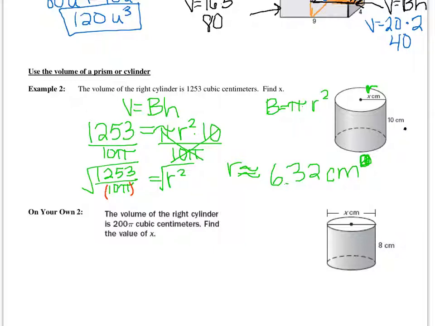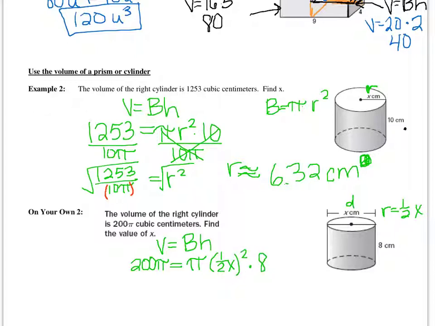Okay, so for this problem, again, we're talking about volume. We're trying to find our diameter now. So we know that our radius is going to be half of our diameter. So we can say volume equals base area times height. The volume is 200 pi. It tells us that in the problem. My base area is pi times my radius squared, and my radius is 1/2 x squared. And then we still need to multiply that by our height, which is 8.